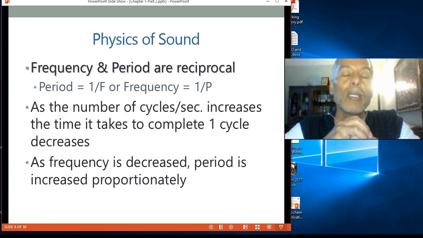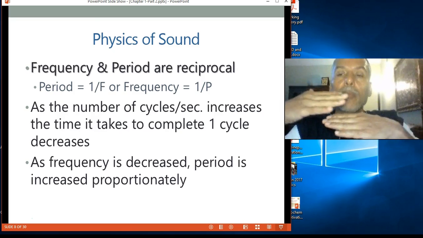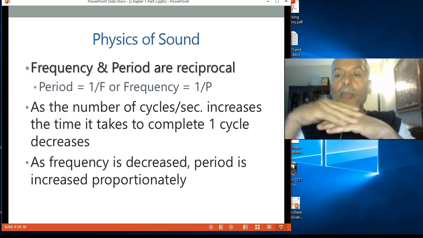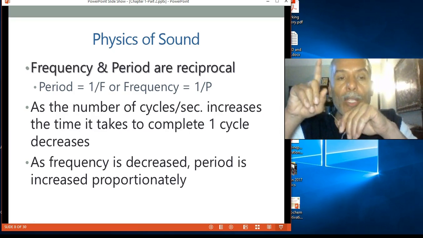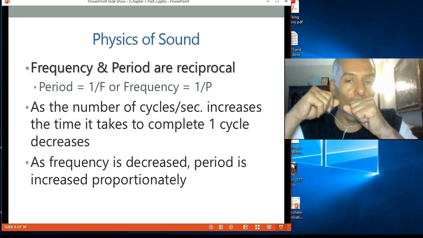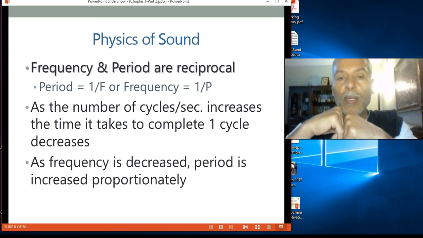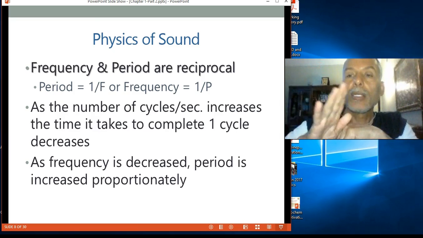Because periods are all parts of the frequency, if you know frequency, you can predict period, or if you know period, you can predict frequency. So as the number of cycles per second increases, the time it takes to complete a single cycle is going to decrease. Because they are reciprocal, the opposite situation is also true. As the frequency goes down, period goes up.